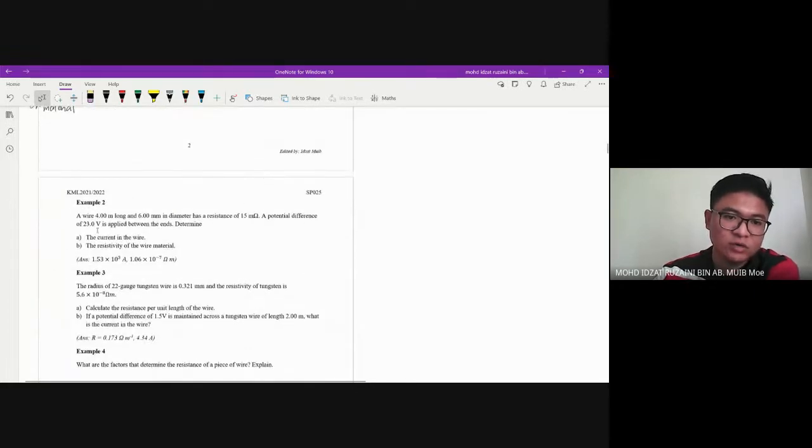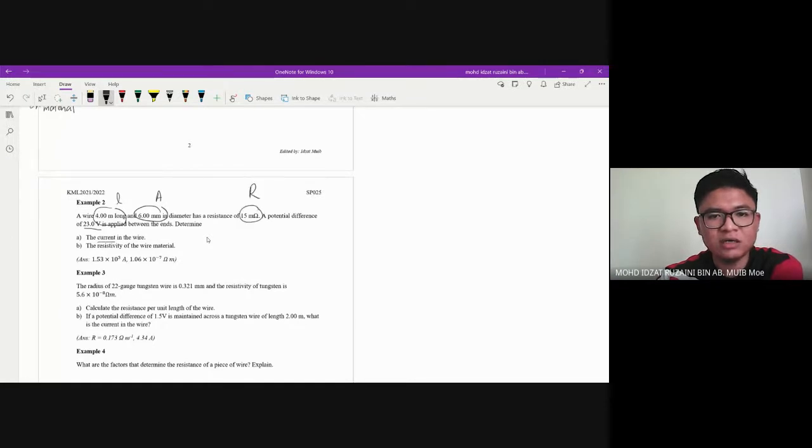Okay, let's go to the question. A wire 4 meter long and 6 millimeter in diameter has resistance of 15 milliohm. A potential difference of 23 volt is applied between the ends. Determine the current in the wire. So kamu ada di sini kan, kamu cari current, kamu ada volt. So this info is related to L, this one related to A, this one is related to the R lah.